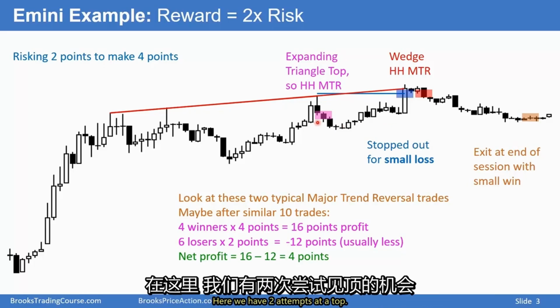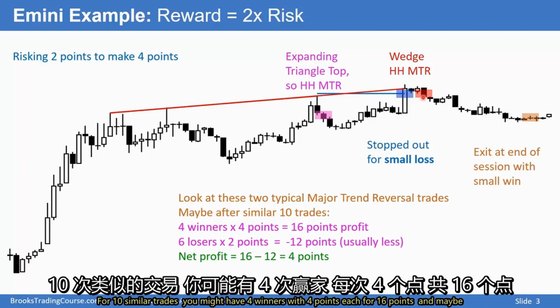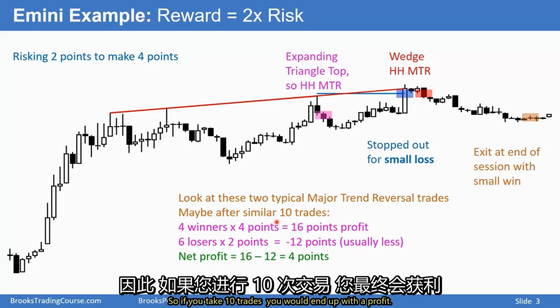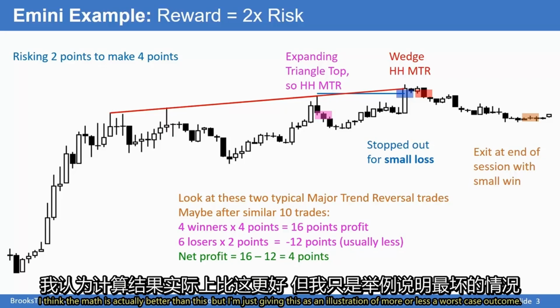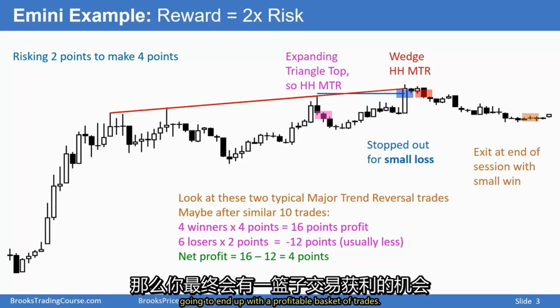Here we have 2 attempts at a top. Here, a higher high major trend reversal. Here, a wedge. After 10 similar trades, you might have 4 winners with 4 points each for 16 points, and maybe 6 losers, 2 points each for minus 12 points, usually less, and your net profit would be 4 points. So if you take 10 trades, you would end up with a profit. I think the math is actually better than this, but I'm just giving this as an illustration of more or less a worst case outcome. If you take 10 reasonable major trend reversals with good setups like this, the odds are you're going to end up with a profitable basket of trades.